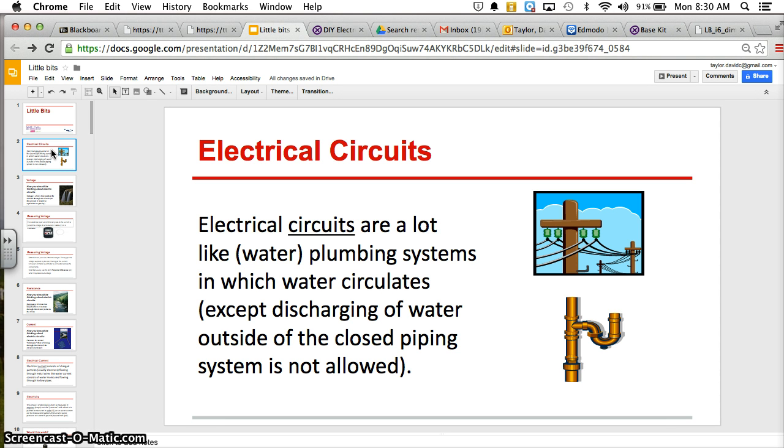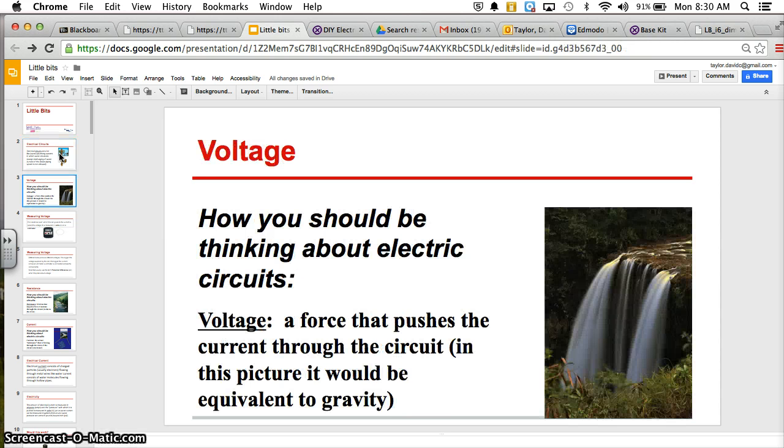We want to look at electricity in this scenario: it flows, and it has potential, where it goes from low to high potential, and it's being pushed along. We're going to look at what these all are. There are three major terms that we want to be working with, and the first is voltage. Voltage is a force that pushes the current through the circuit. For example, with water, like in this waterfall, gravity is pushing water along, okay?